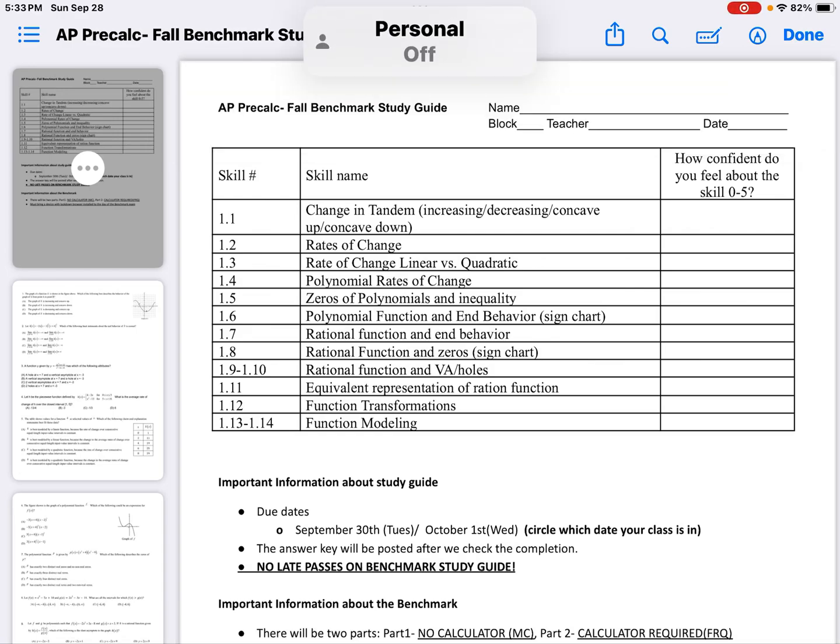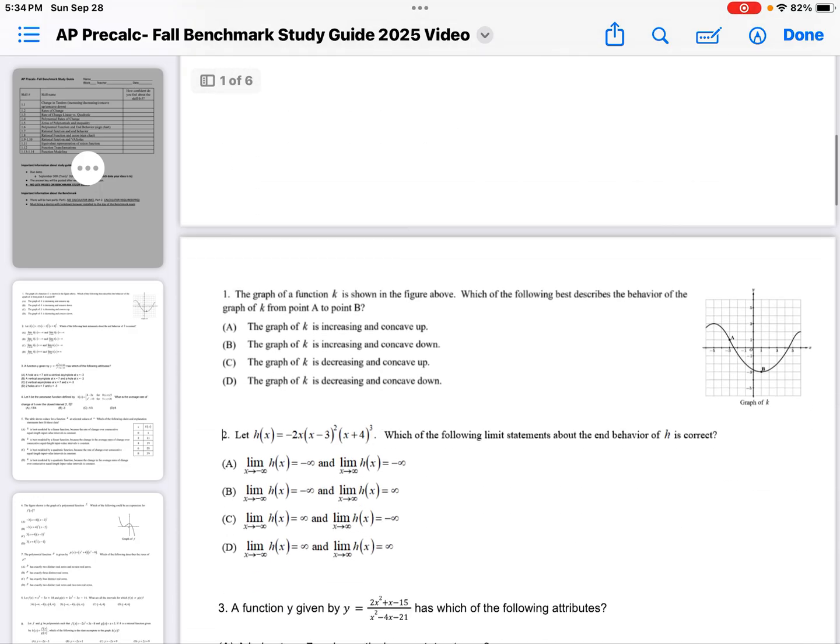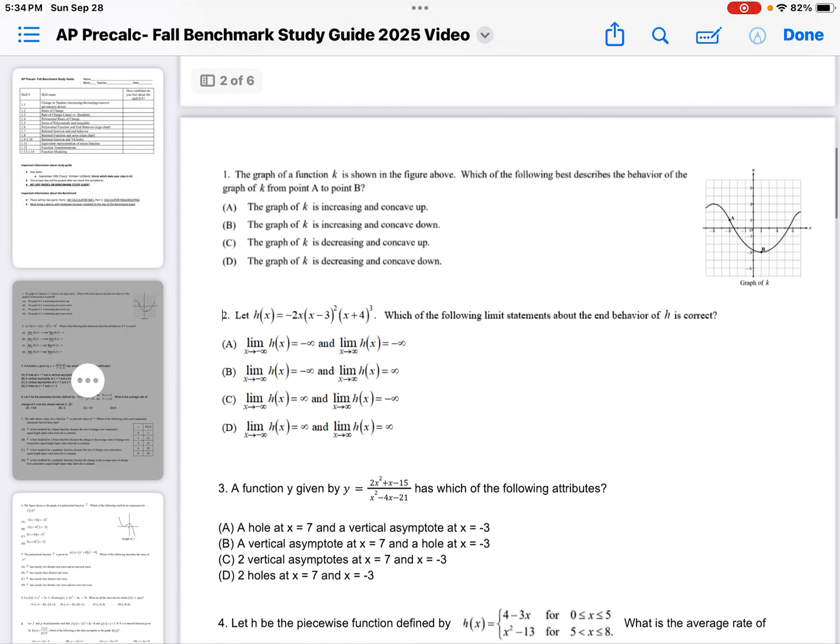This is Mr. Bear, and I am going to go through the multiple choice questions of the benchmark study guide so that you can hear explanations to go along with the actual solutions to the questions, okay? All right, so let's go ahead and start with the first question here.